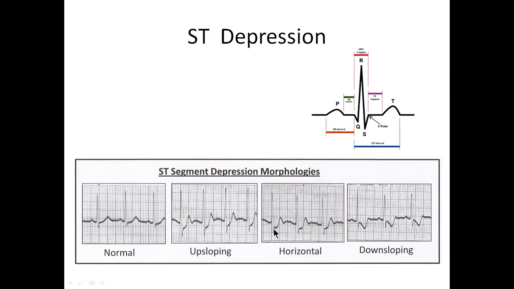On the other hand, here you see that it is parallel to the baseline, but it is at a lower level. So that kind of ST depression is called horizontal ST depression. And then you have the kind where it is downsloping. So that's called downsloping ST depressions. This is not too bad from an ischemic point of view. This is quite significant, and this is the worst kind. Okay, but they all denote levels of ischemia.